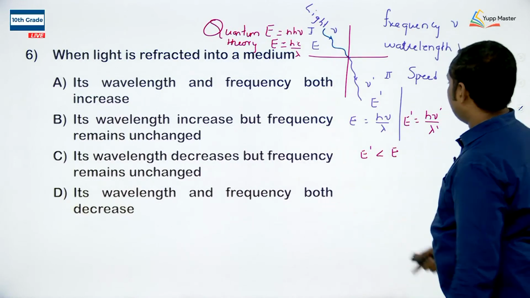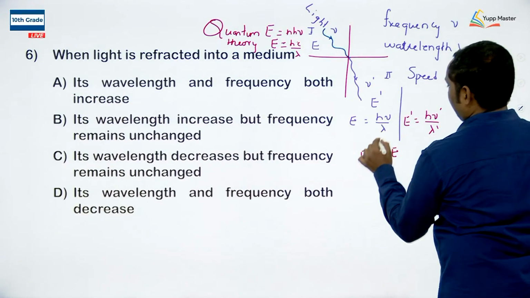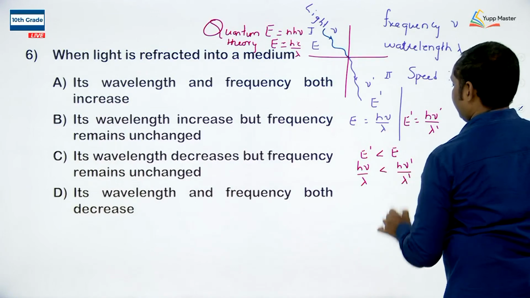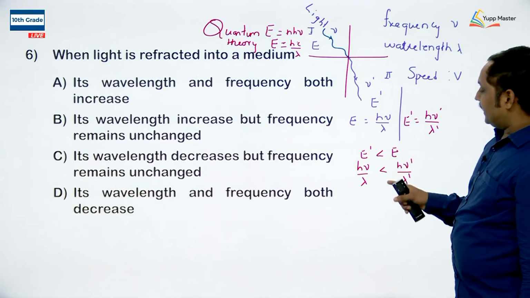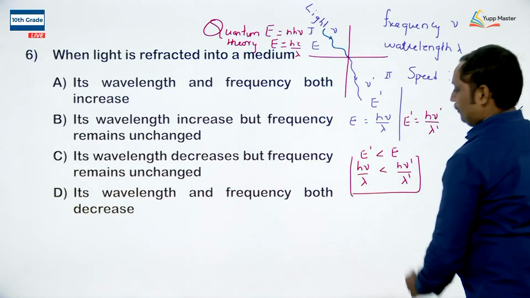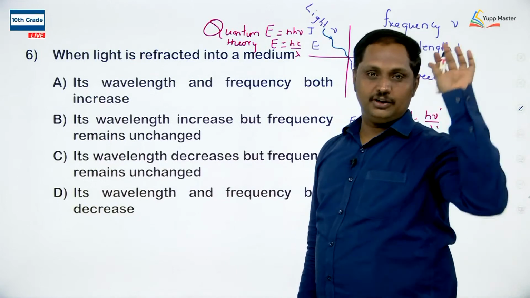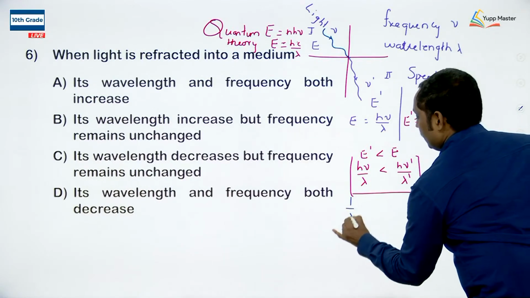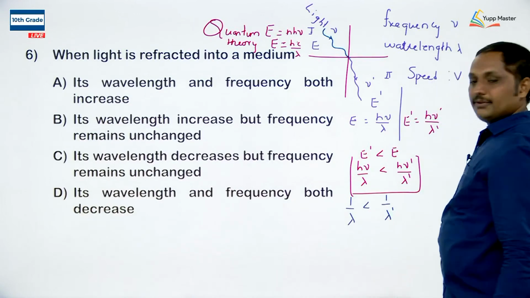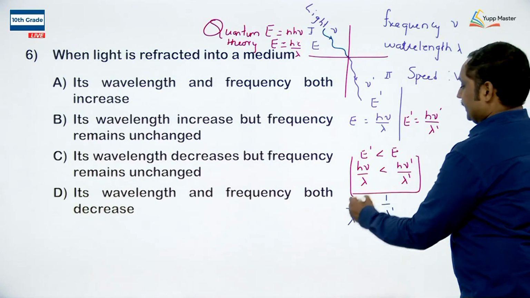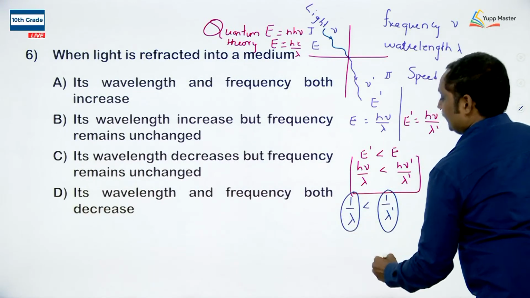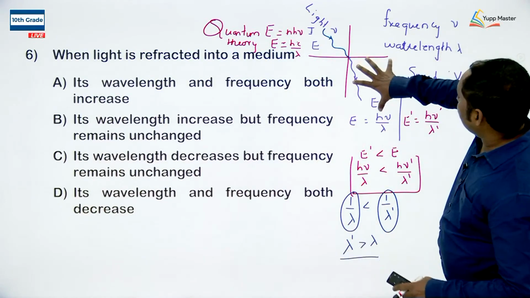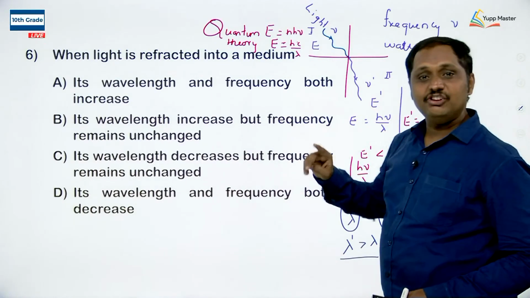Now you can take that h nu by lambda is greater than h nu dash by lambda dash. Now, this relation is very important: frequency does not change, no doubt at all. So you have to confirm that 1 by lambda is greater than 1 by lambda dash. Finally, this inverse variation leads to lambda dash being greater than lambda. So in the water medium, due to the refraction, lambda dash is going to be higher.